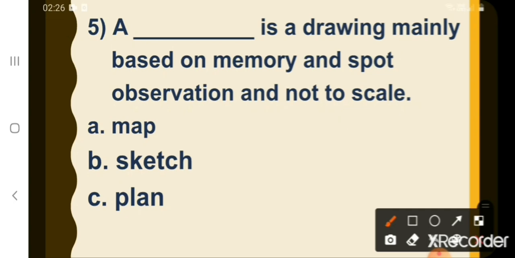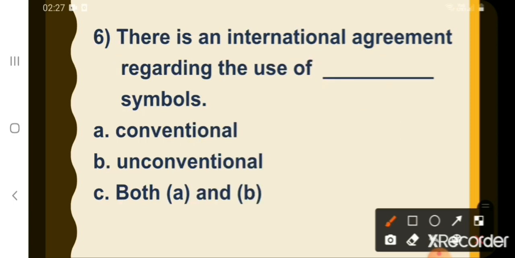Fifth one. A dash is a drawing mainly based on memory and spot observation and not to scale. A. Map. B. Sketch. C. Plan. What's the correct option? Correct. B. Sketch. A sketch is a drawing mainly based on memory and spot observation and not to scale. Sixth one. There is an international agreement regarding the use of dash symbols. A. Conventional. B. Unconventional. C. Both A and B. What's the correct option? Yes. A. Conventional. There is an international agreement regarding the use of conventional symbols.